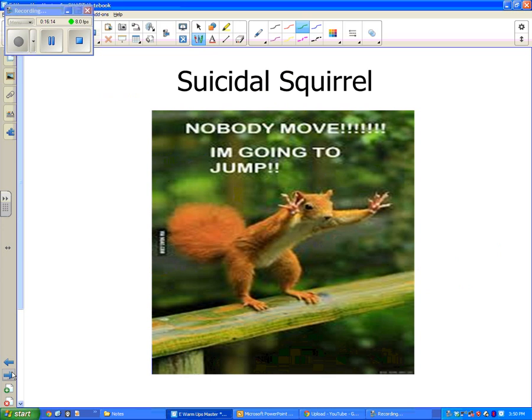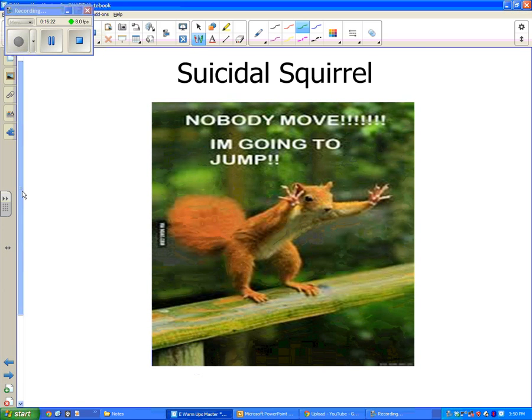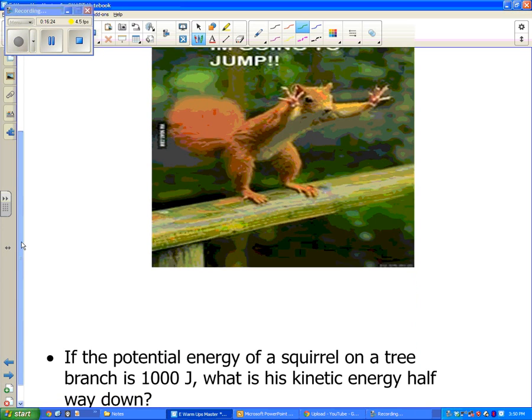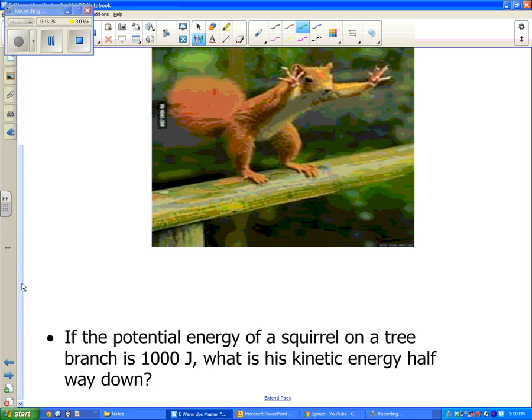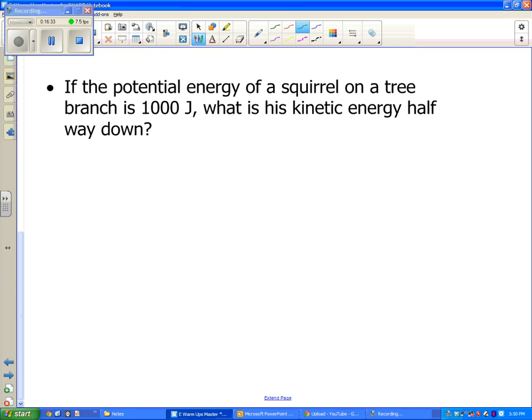Last slide. Suicidal squirrel. I want to talk about this. This was on the problem set from the lab. If the potential energy of a squirrel on a tree branch is 1,000 joules, what is his kinetic energy halfway down? So this was one of the questions, and I want to take a quick look at this because people were asking me about it.